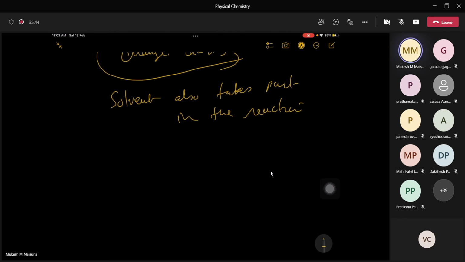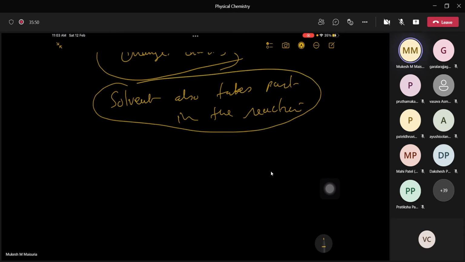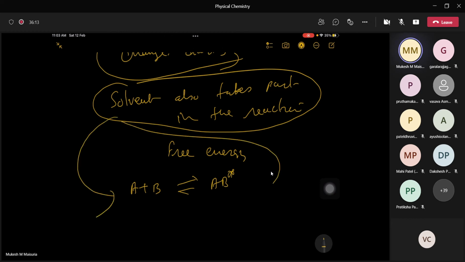Now, if the solvent takes part in the reaction, then what is the major effect? It will change the free energy. Now, we have two parts: one is the reactant part and the second is the activated complex part. So the solvent can change the free energy of these, and accordingly the product will form. Understand?